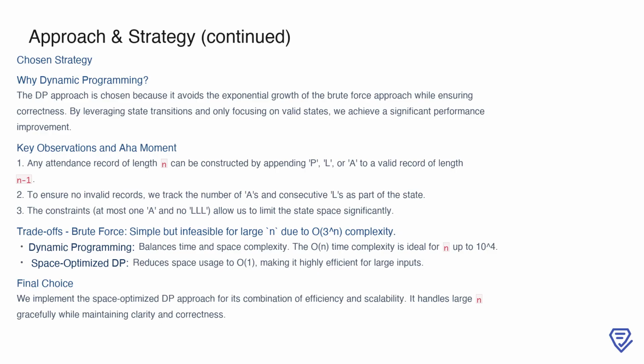When comparing approaches, brute force, though simple, becomes infeasible for large n due to its O(3^n) complexity. Dynamic programming, on the other hand, achieves an ideal time complexity of O(n), making it suitable for n up to 10,000. The space-optimized version further enhances scalability by reducing memory usage to O(1). For this reason, the space-optimized DP approach is the final choice. It efficiently handles large inputs while maintaining clarity, correctness, and adherence to the problem's constraints.